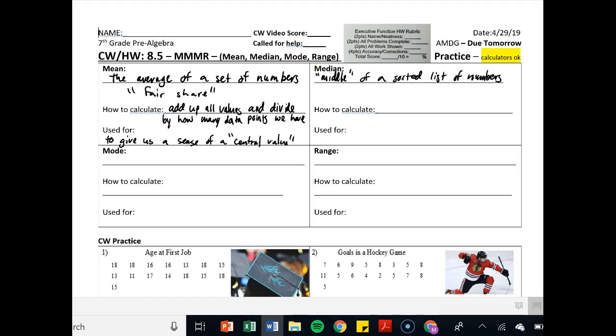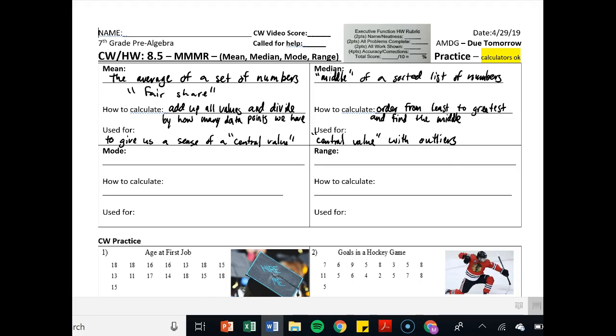Here's what it is. It is the middle of a sorted list of numbers. How we calculate it is we order our list from least to greatest, and then we find the middle. Remember, if there are two values in the center, we add them both up and divide by 2 in order to find the value. And what it's used for is that it helps us find our central value with outliers.